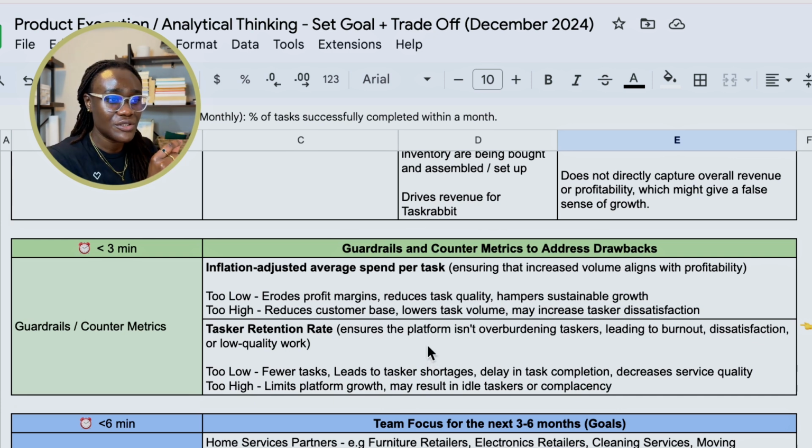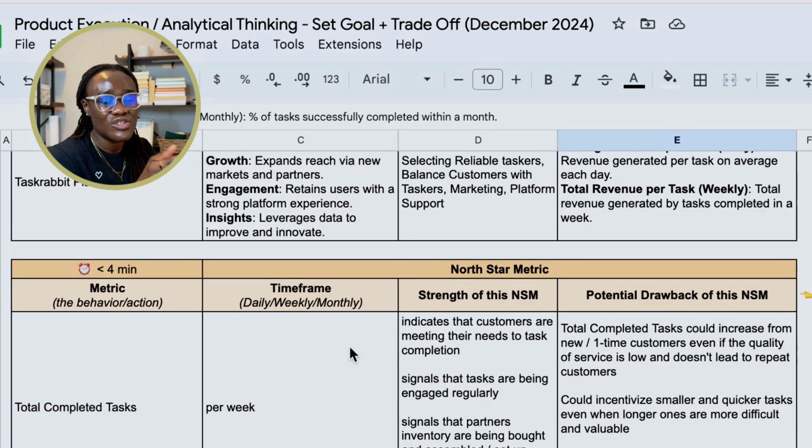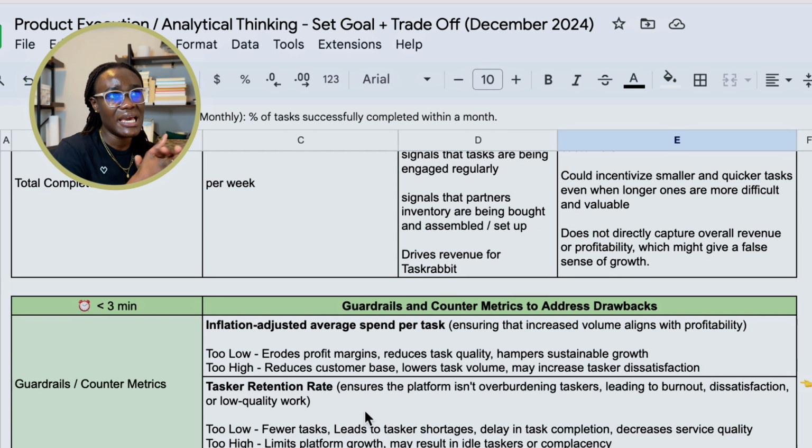The second counter metric that we're going to be keeping an eye on is the tasker retention rate. So tasker retention rate is how many of our taskers are coming back to close tasks. Also, I'm not including the customer retention rate here because, like we identified, the tasks that customers need completed within their home may not be on a daily or weekly basis. So the retention rate for customers on TaskRabbit may actually be on a quarterly or even annual basis, because not everybody is fixing things in their home every day or every week or even every month.